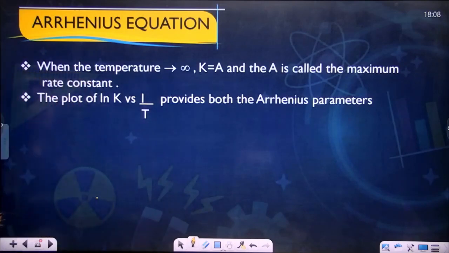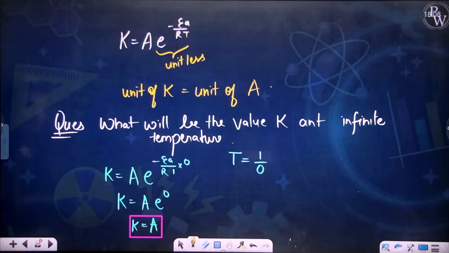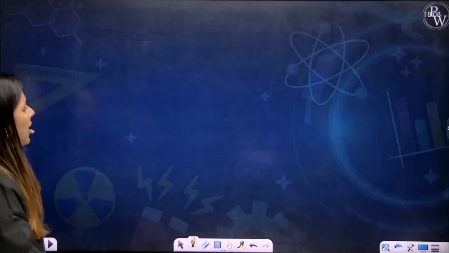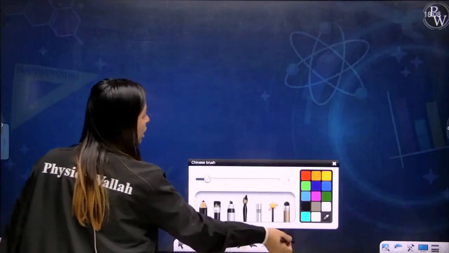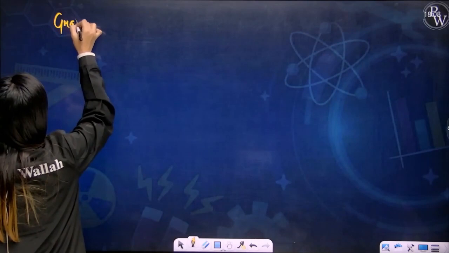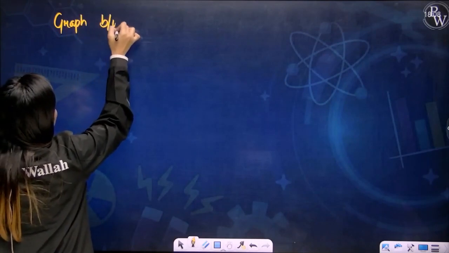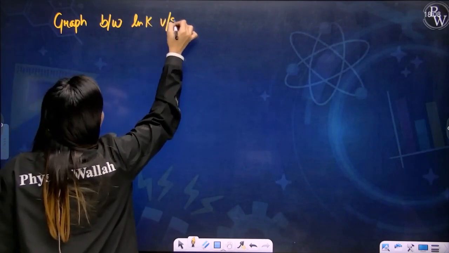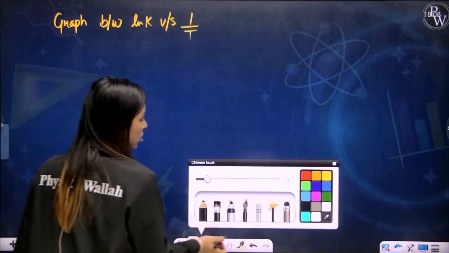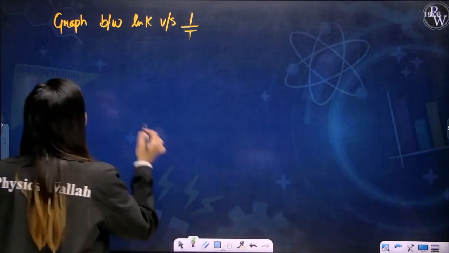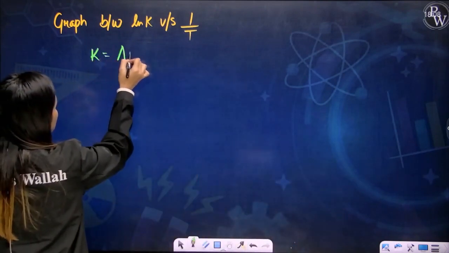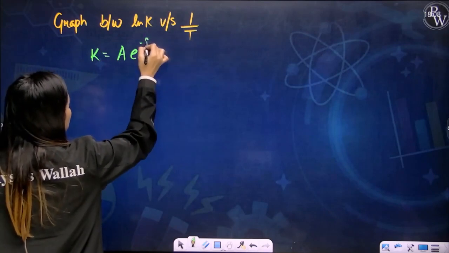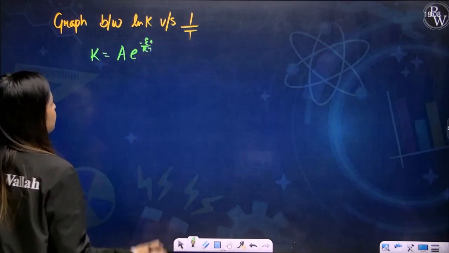Now, my dear students, we'll be plotting a graph between ln of K versus 1 upon T. Now let's try to plot it. I know that K is equal to A e raised to the power minus EA by RT.